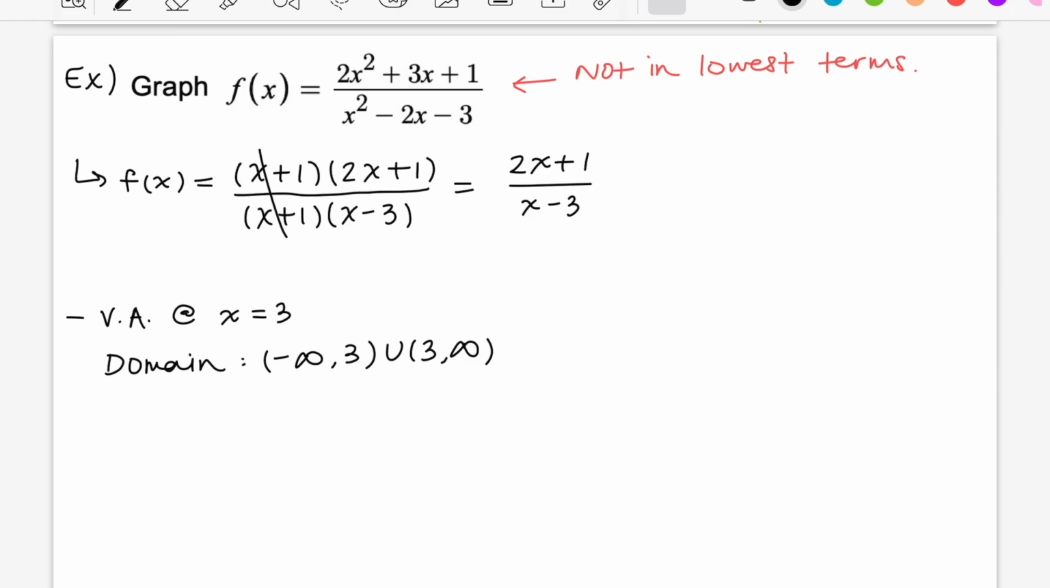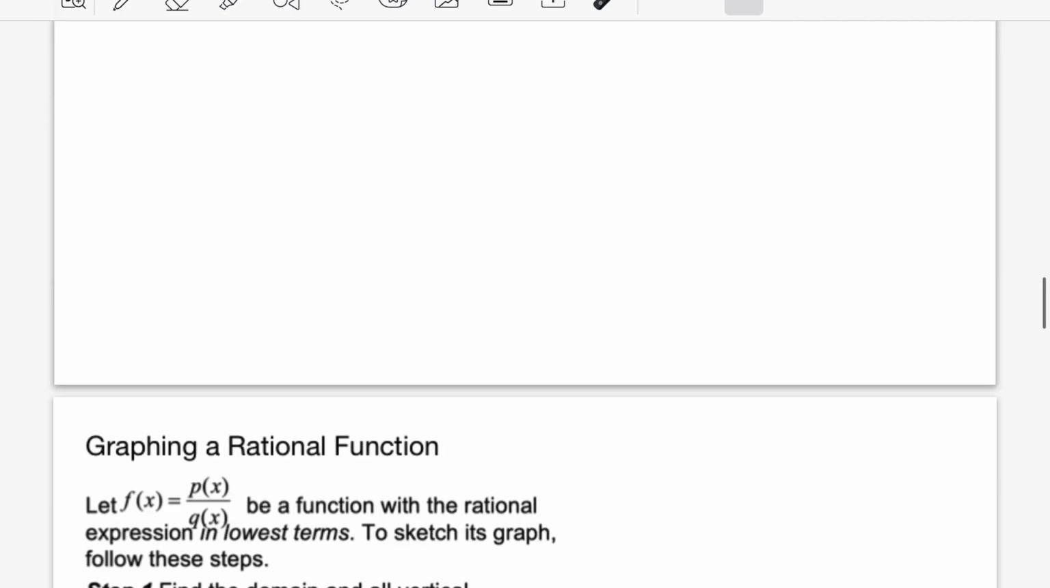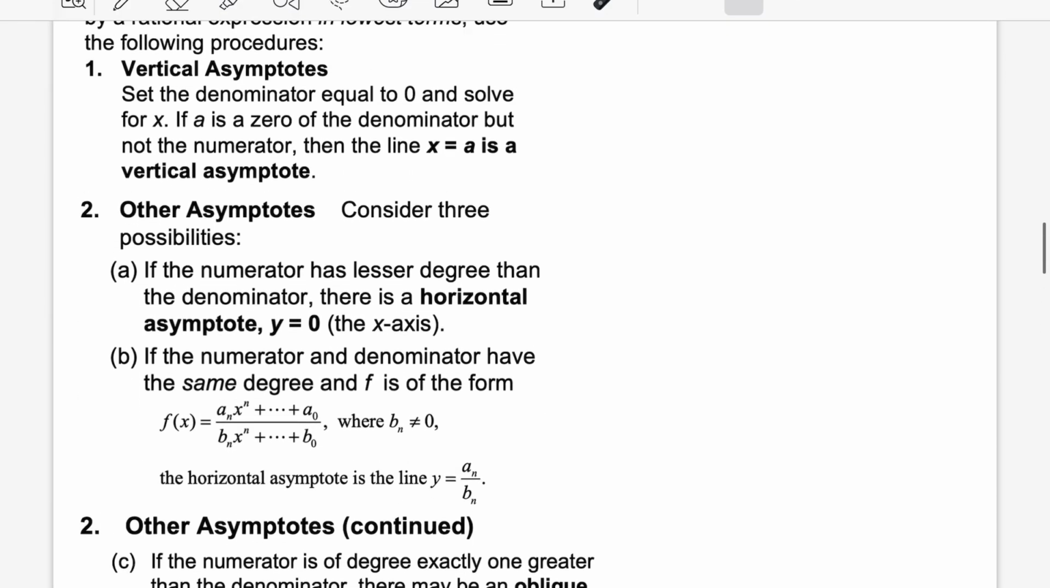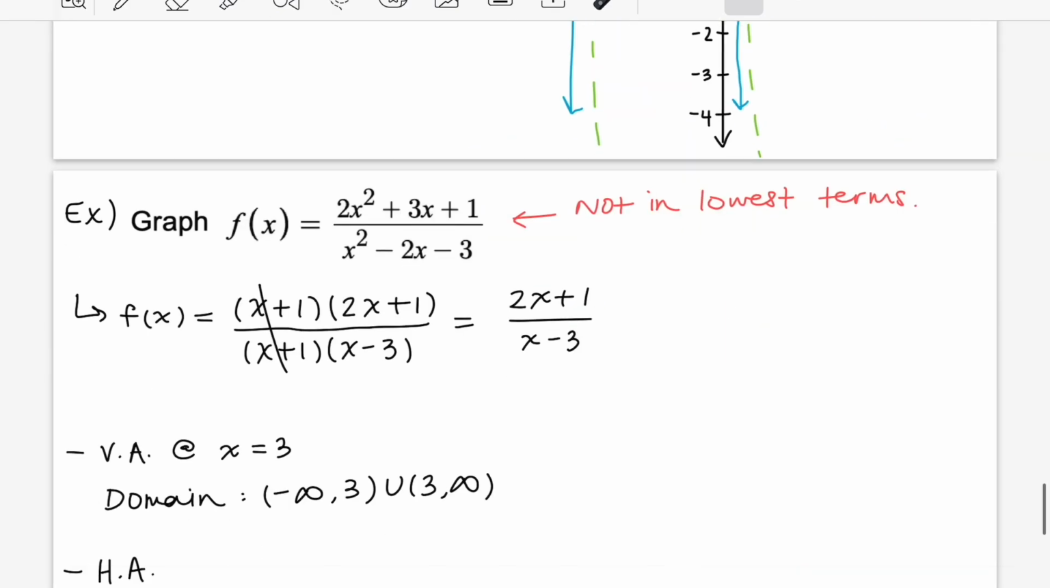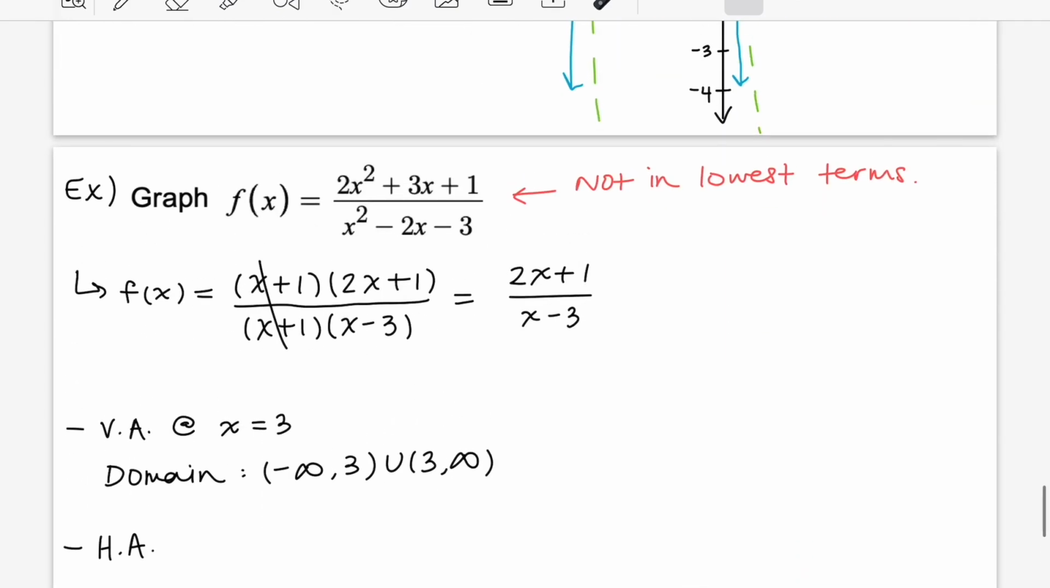Now for our horizontal asymptote, we have (2x+1)/(x-3), and we saw from our procedure for determining asymptotes that if the numerator and denominator have the same degree, then our horizontal asymptote is going to be the line which is the coefficient of our leading term in our numerator divided by the coefficient of our leading term in our denominator.